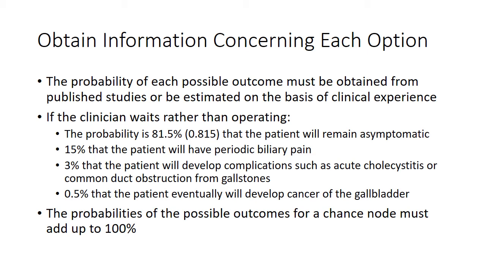With 100% probability, they're going to go down one of those pathways. They should all add up to 1.